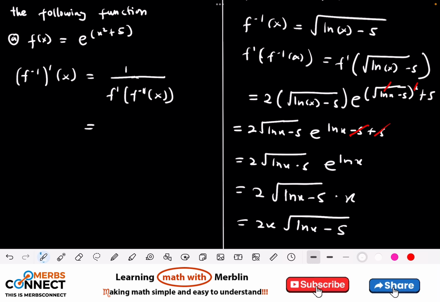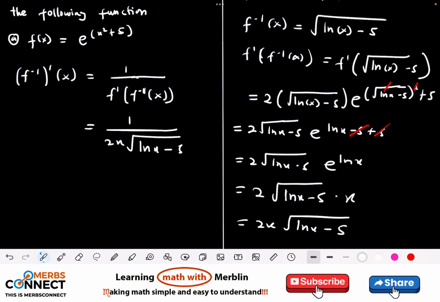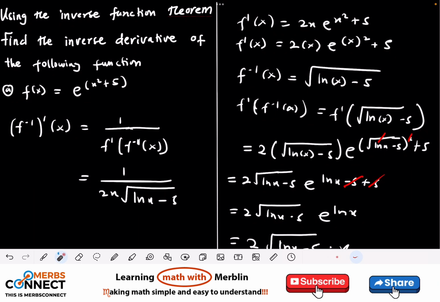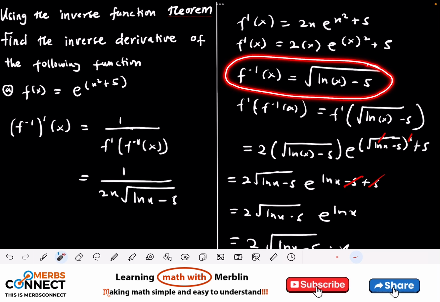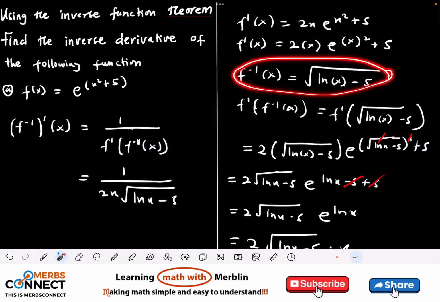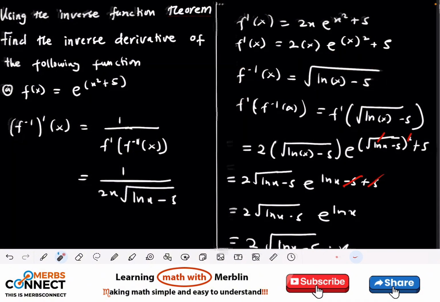So our final solution will be 1 divided by 2x root of ln x minus 5. So this will be the final result. As I said, the strategy, you can try to, oh, which one was the inverse? Okay, good. So you can try to differentiate this function right here, and you see that this is the result that you are going to get.